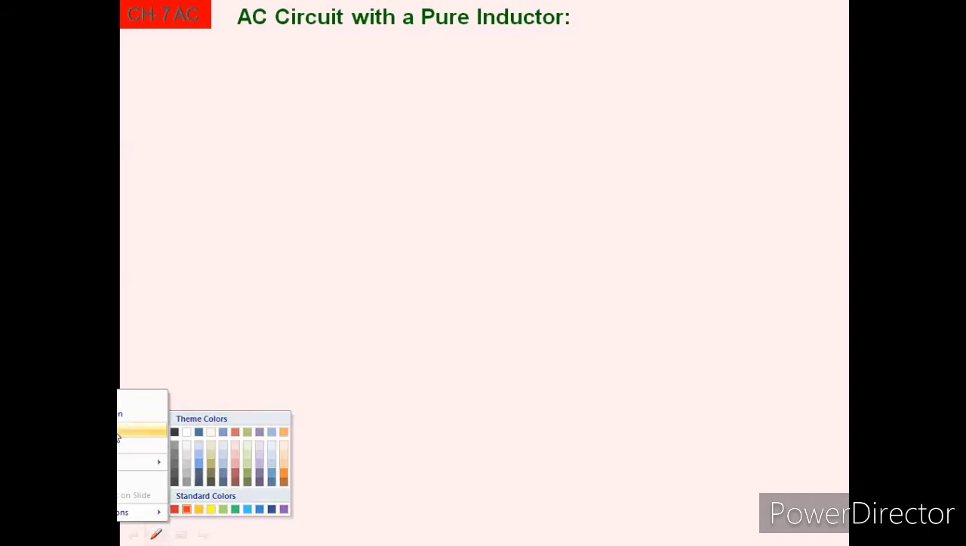First we will discuss alternating current in a circuit containing a pure inductor. For this purpose, let's consider an inductor having coefficient of self-inductance L, which is fed through an alternating EMF E equal to E naught sin omega t. So we can write that the alternating EMF applied to the inductor is E equal to E naught sin omega t. Let this be equation 1.